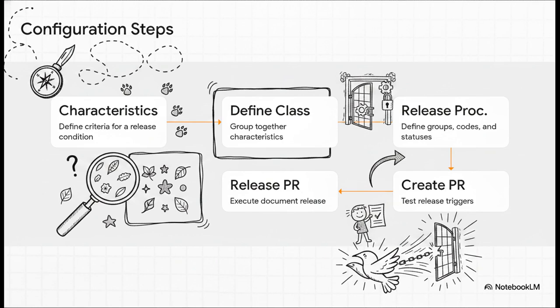You're going to want to memorize these 5 survival rules, because these steps are the exact path out of the dark woods. 1. Define your characteristics. 2. Define your class. 3. Define the release procedure. 4. Test it by creating a PR. And 5. Release that PR. Keep these in your back pocket.